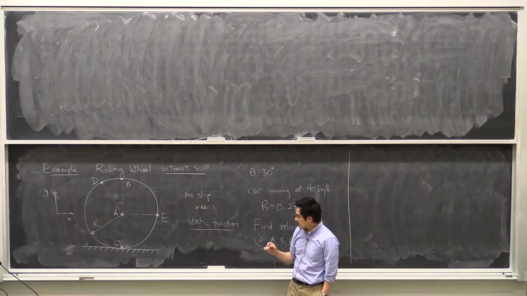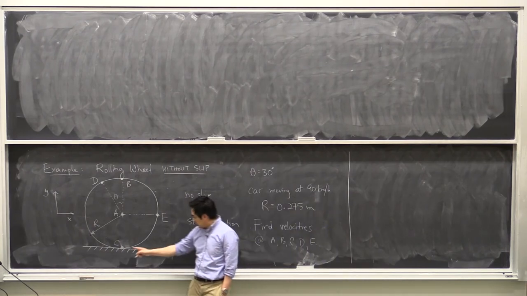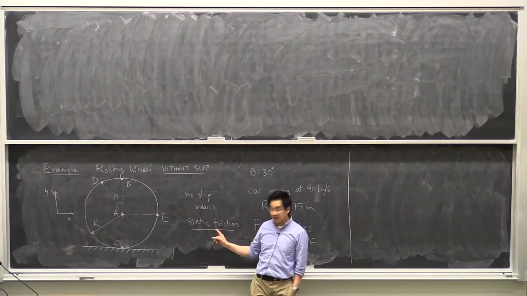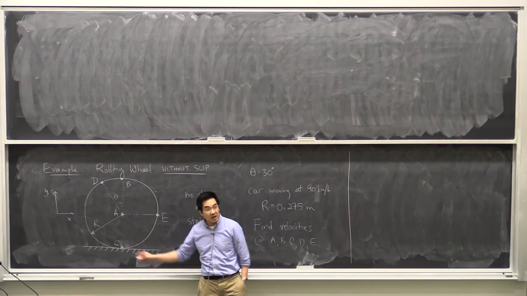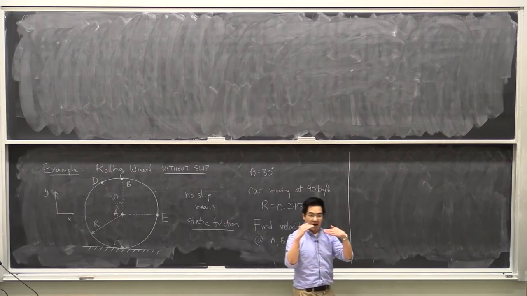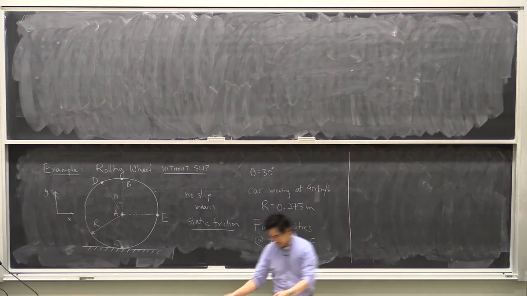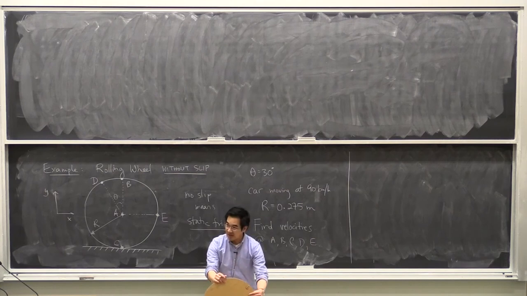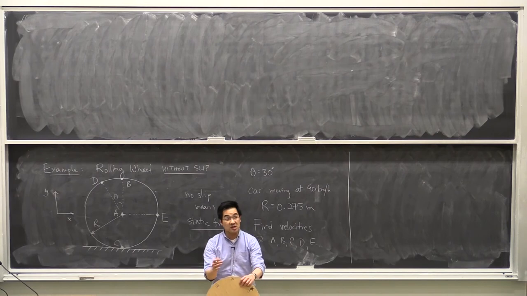And this word without slip is actually critical. It means that when this wheel rolls, there is static friction specifically at the point C. It means that that static friction is not allowing the surface of the wheel to rub against the table in this case. Because we all know that if it's dynamic friction, you're allowed to do this, right? Dynamic friction is the wheel and the table and the two surfaces rubbing against each other. That's when you use mu k.